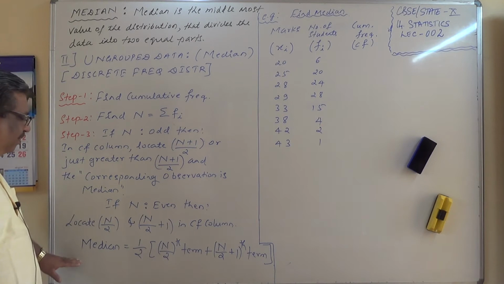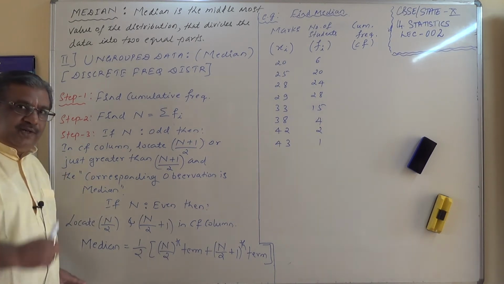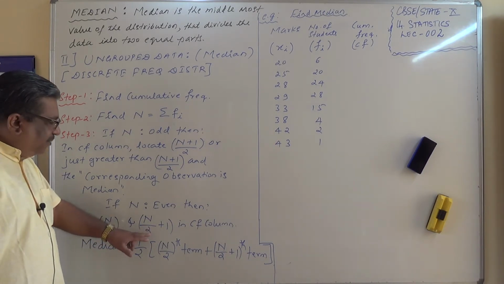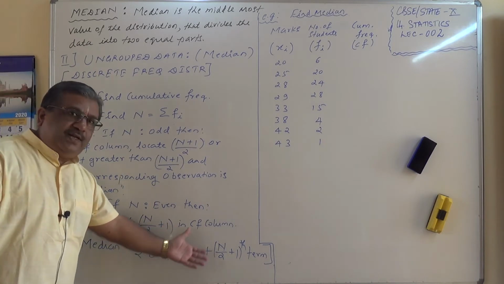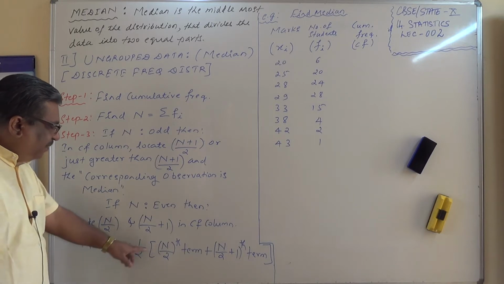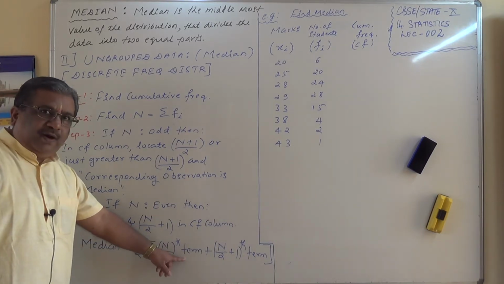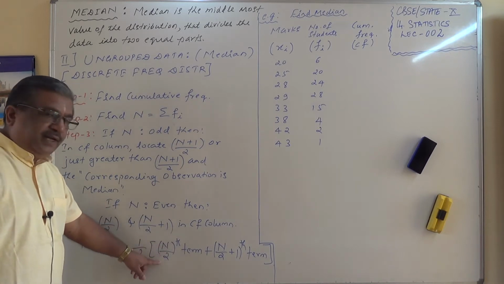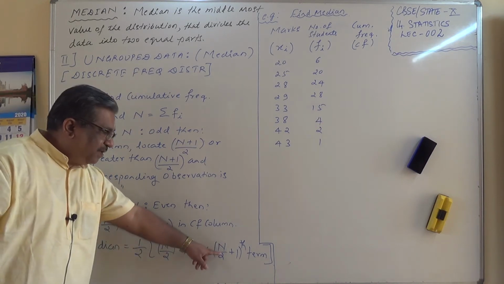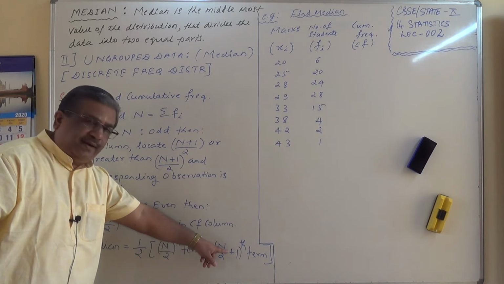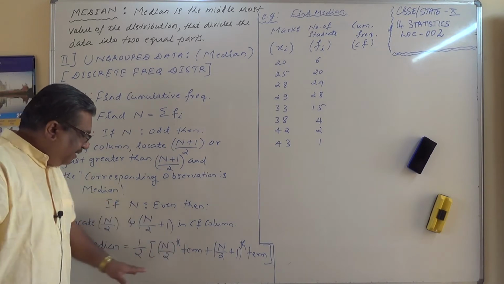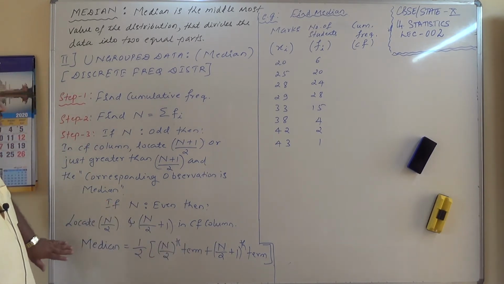So finally the median will be the observation corresponding to n by 2 and the observation corresponding to n by 2 plus 1. The average of those two values gives you the median. Therefore I have written here median is equal to half into bracket, observation for n by 2 plus observation for n by 2 plus 1. These two are to be located in the CF column, and the corresponding observations are to be added and divided by 2. That is what the median is basically.